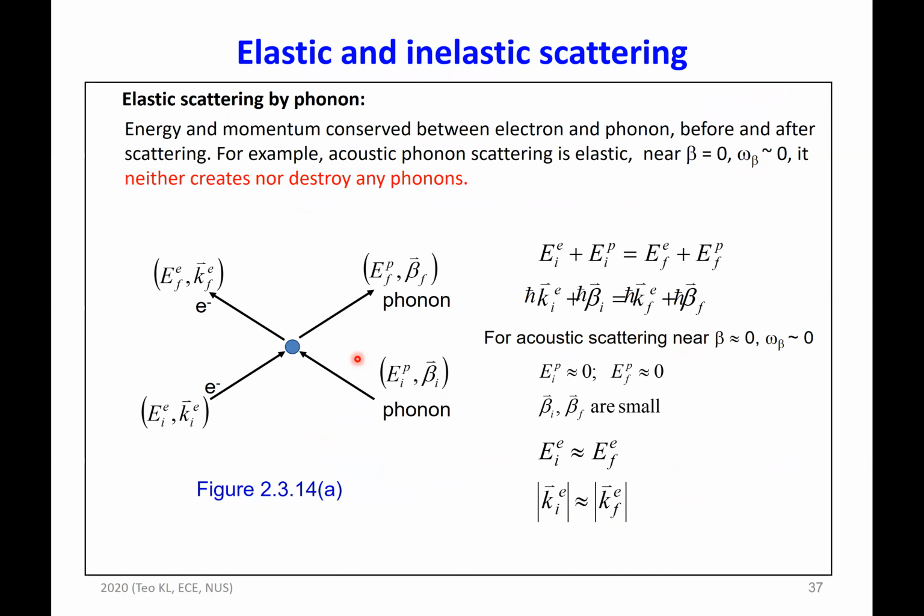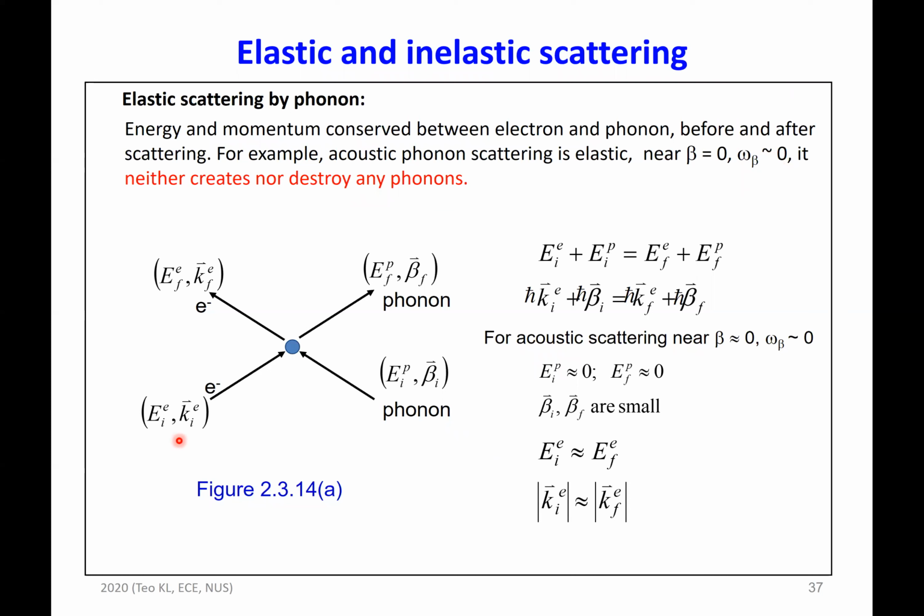Now, I want to establish the fact that acoustic phonon is elastic scattering and optical phonon is inelastic scattering. Remember, energy and momentum are conserved between the electron and phonon. Since an electron traveling inside the crystal will interact with the phonon, or sometimes we call that the lattice vibration, before and after scattering. So in acoustic phonon scattering, it is actually elastic because near the wave vector equals 0, the frequency is small, approximately equal to 0.